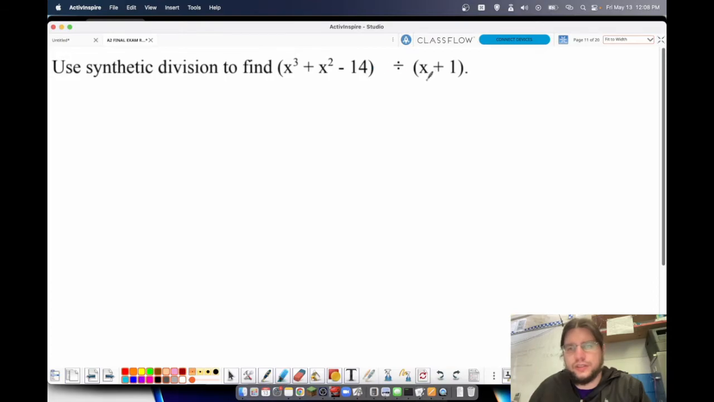Synthetic division. So, to start with, you find out what makes this equal to 0. -1. Start there, put it inside the box. Write down all of your coefficients. 1, 1, 0, -14.